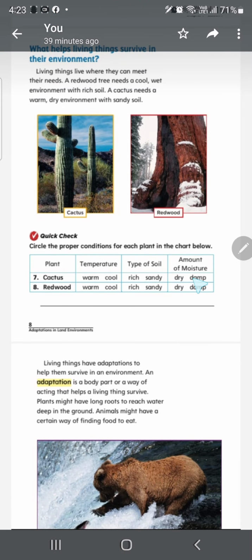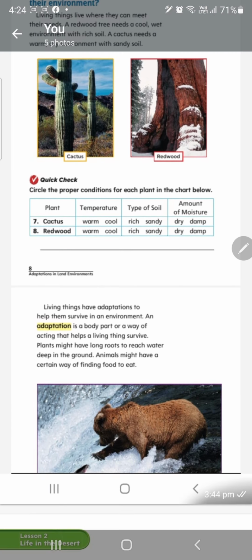What about amount of moisture? Moisture here means wet or dry. What about the cactus? Dry. What about redwood? Damp or wet. What do we call this? When animals find everything that they need in their environment and they can survive.